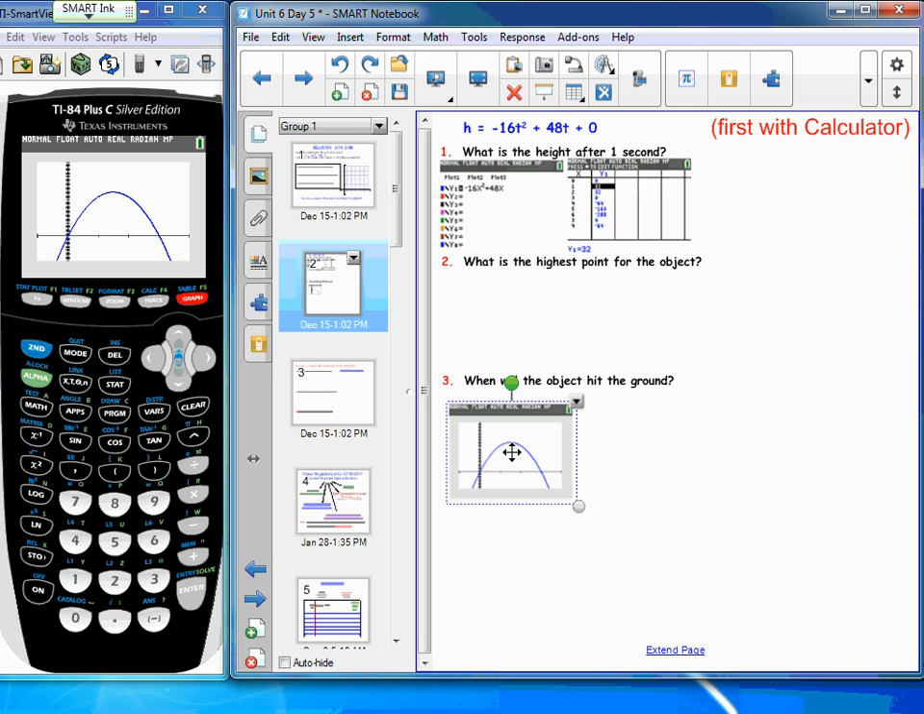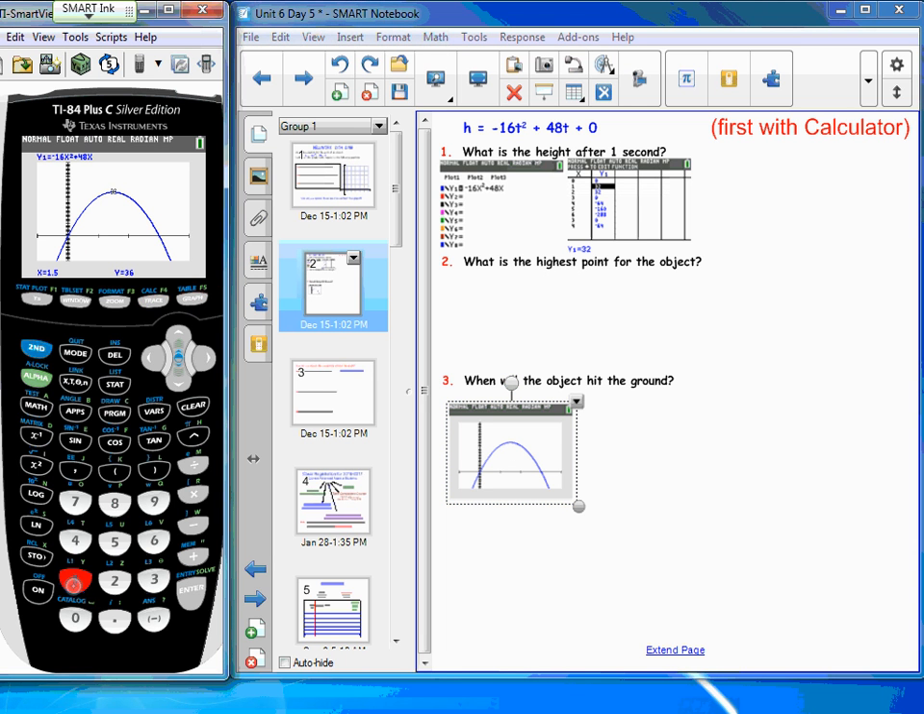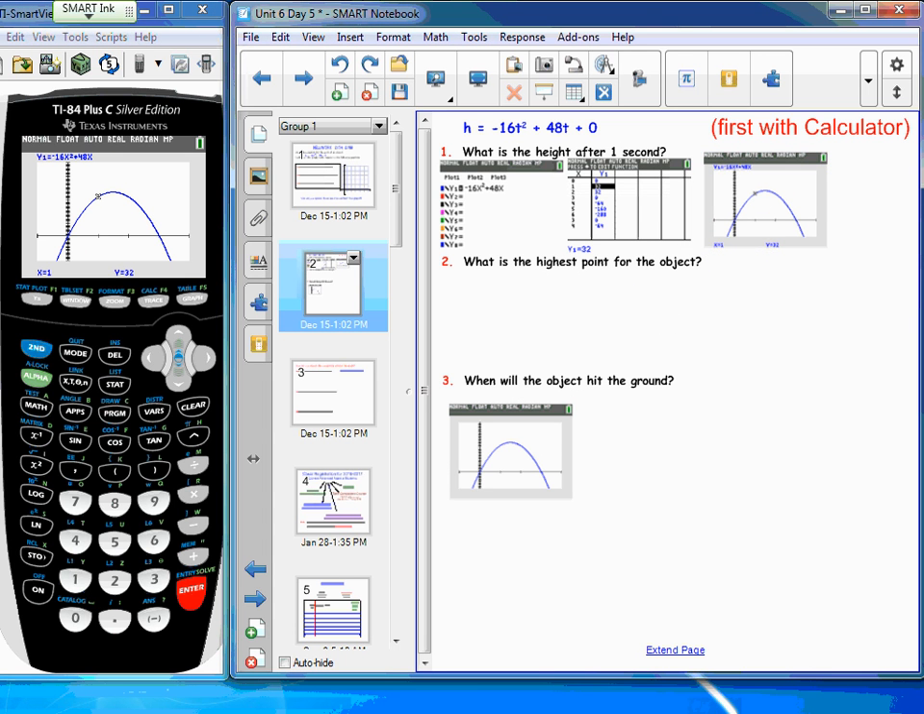So I could do trace, x value of concern, that's 1, enter, and the calculator will put the cursor on the graph at the point when x equals 1 and pair it with that corresponding output. In this case, my height is the y-coordinate 32, and I've gotten it a couple different ways. All right, so I'm going to state my answer then, and make sure you include units on your quiz as well.